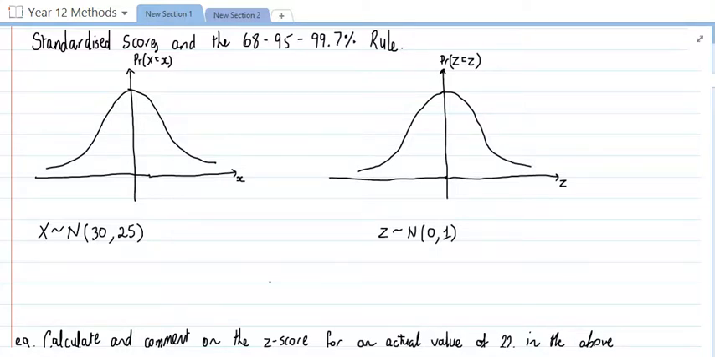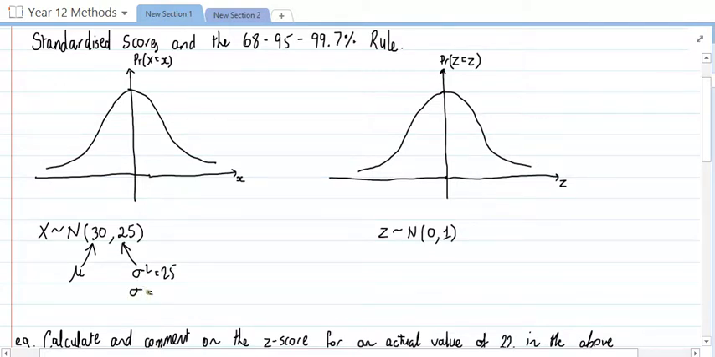So first thing you might notice is this right here. Okay, might look a little bit intimidating, but this is just a way of describing a normal distribution. So it's saying X is a normal distribution with a mean of 30, so this part right here is the mean, and a variance of 25, so that's sigma squared is equal to 25. Remembering that that's the variance, that means that the standard deviation is just going to be 5. So over here we have Z as a normal distribution with a mean of 0 and a variance of 1, which means that the standard deviation is also going to be 1.